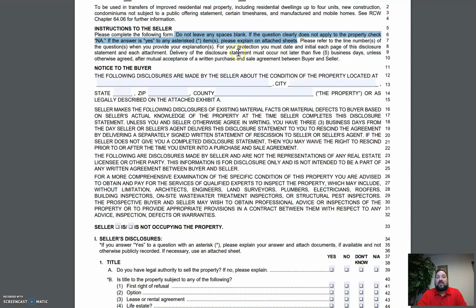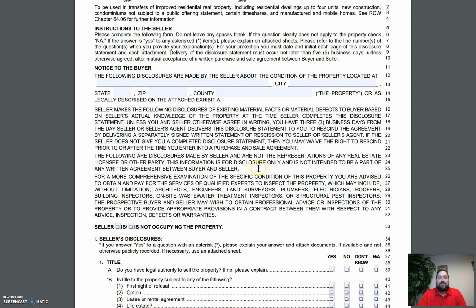Another rule to remember is that the seller disclosure must be filled out by the seller. It cannot be filled out by your real estate agent or anything like that. It must be done by the seller. So the three rules are: make sure you answer everything, make sure you fill it out yourself, and make sure you provide clarification if you need to.